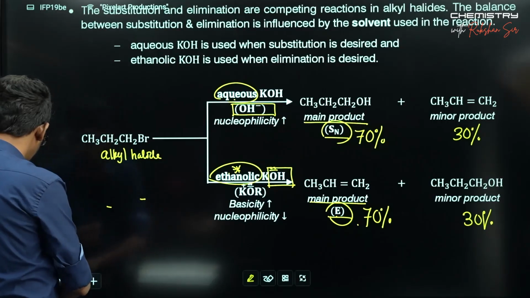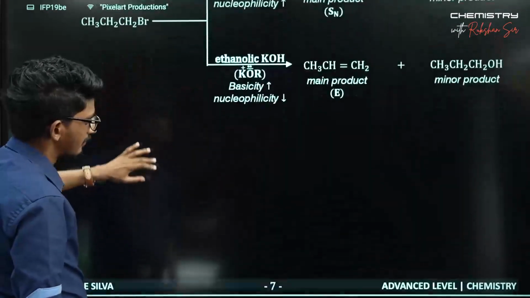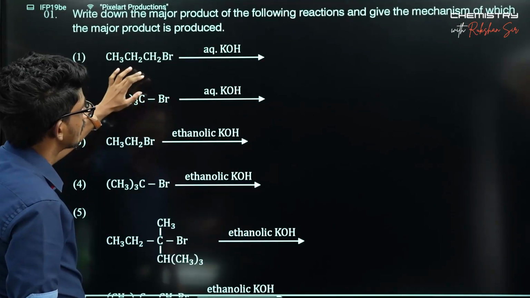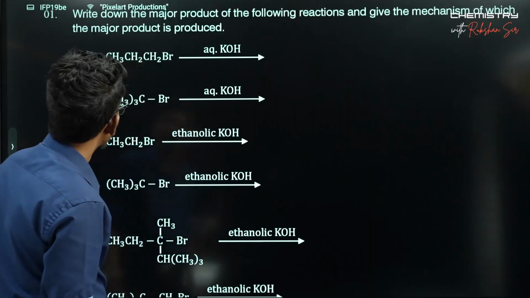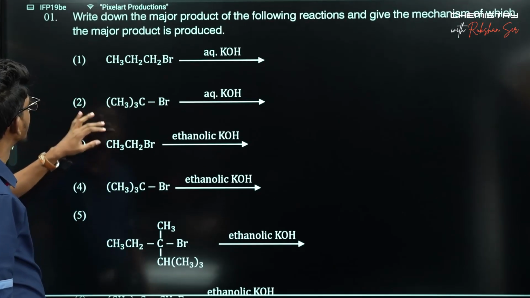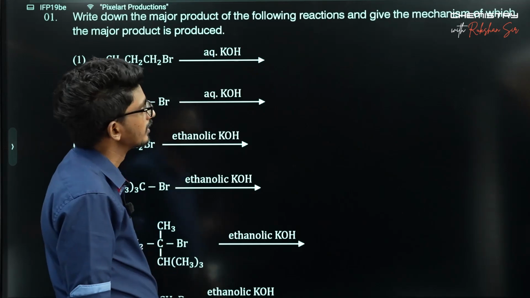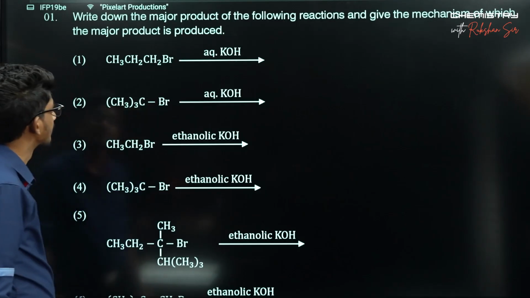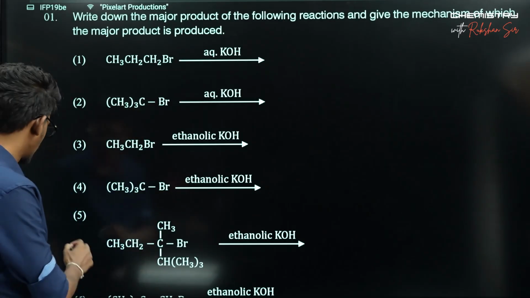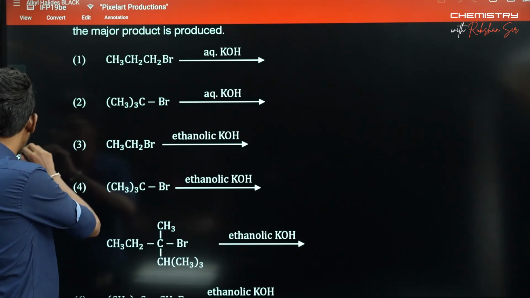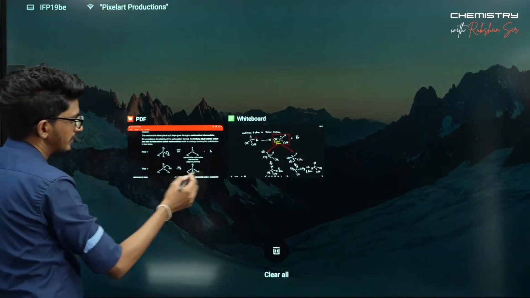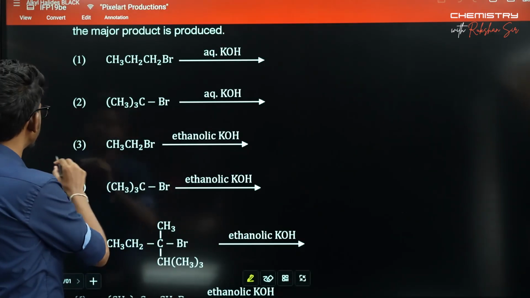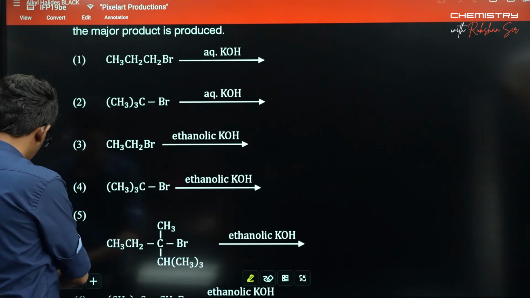So the next page is with some questions. Let's try to solve a few. The first one says, write down the major product of the following reactions and give the mechanisms as well. Let's first try to come up with the major products here, the major products of these reactions with the use of the solvent.